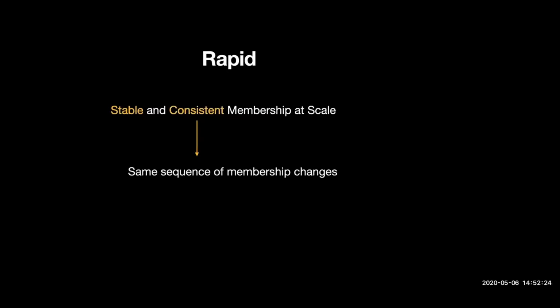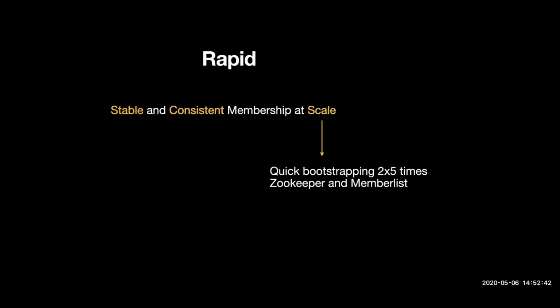So all of the nodes in the system, through the view change callbacks they are getting, get a consistent sequence of membership changes. So every node would see the same sequence of view change messages. And scale: they basically say that what services today are missing is that they take a long time to even bootstrap. They give an example of the Cassandra cluster.